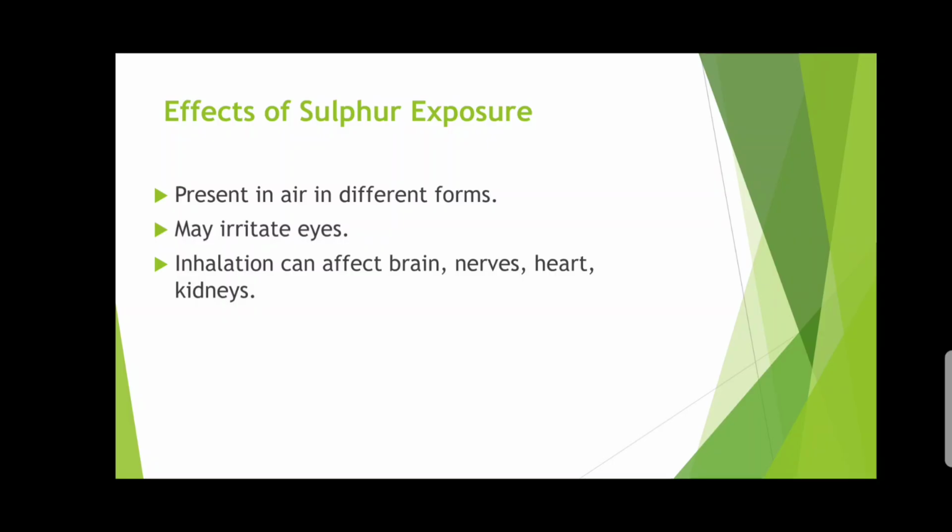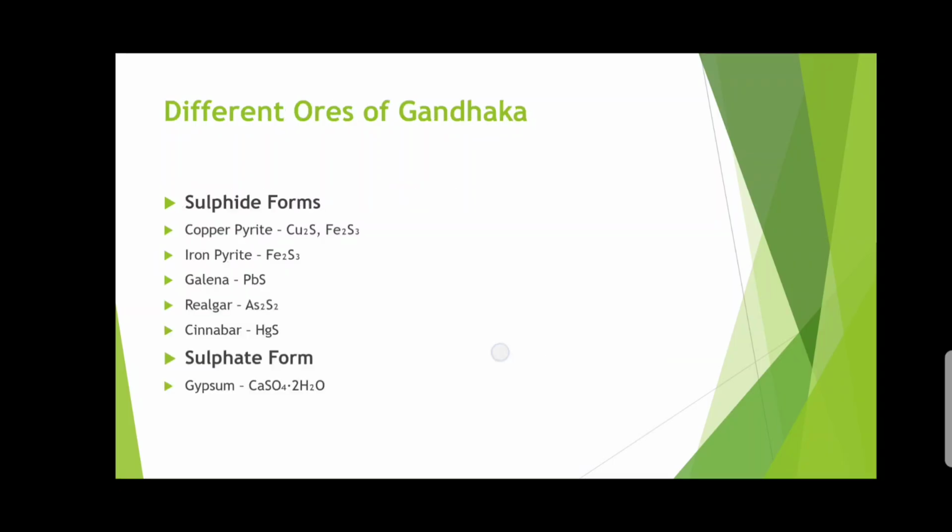Gandhak Bheda. According to Rasaratna Samuchchaya, Gandhak is classified into three types. Shukachanchu Nibham, which is red in color, is considered the best for medicinal use. Pitavarna, yellow in color, is of moderate quality. Shvetavarna, white in color, is considered inferior quality.